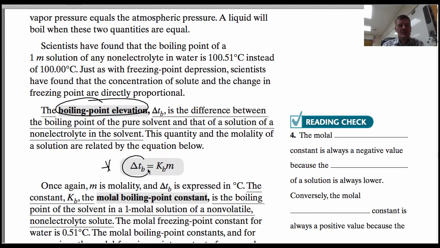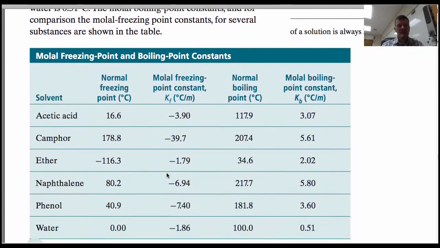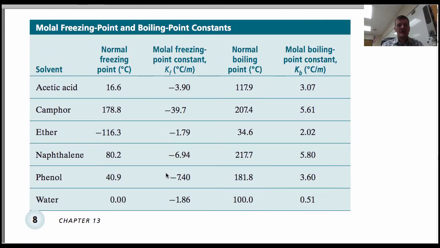And you'll notice the formula is very similar. Here's the change in temperature. Sub B is for boiling. You're going to have a K sub B, that's the constant for the boiling point elevation for whatever solvent we're talking about. And it's still molal. That is the measurement of concentration that we're going to use there. So again, if you'll see here, now we've added boiling point in addition to the freezing here.